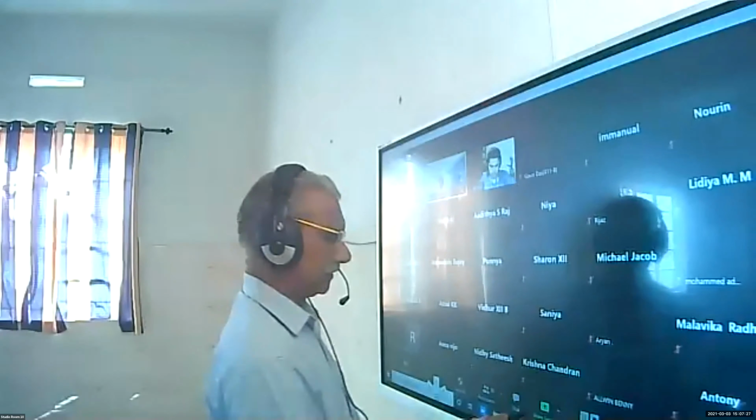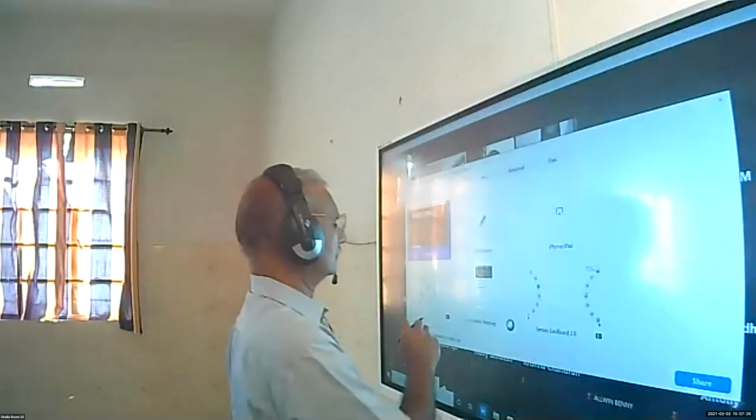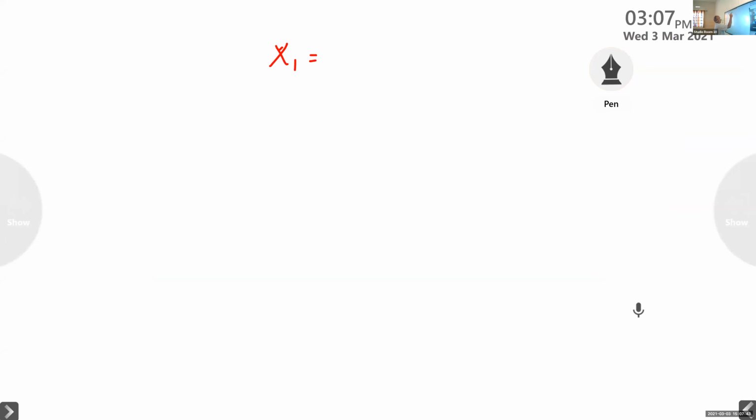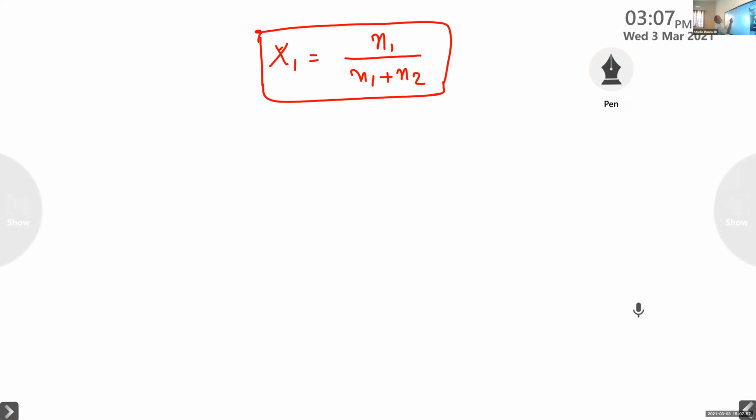Hello friends, there was a power interruption. So let us go back to the mole fraction. We have two components. Then mole fraction of component 1, x1, is equal to the number of moles of component 1, n1 by n1 plus n2. And the second relation we had seen, I am writing this again, x2 is equal to n2 by n1 plus n2.